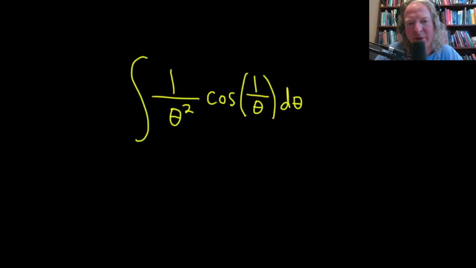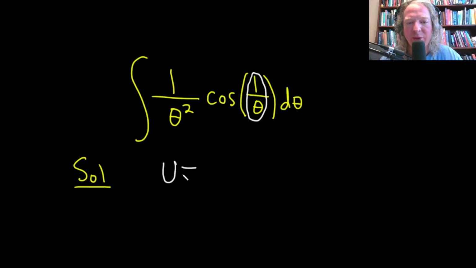In this example, we are going to integrate 1 over theta squared times the cosine of 1 over theta. Let's go ahead and work through this solution. So we're going to make a u substitution, and to do that, we're going to let u be the inside piece. So if you don't see the solution right away, it's okay. You can just try something and hope it works. So we're going to let u be equal to the inside piece, so the part inside the trig function. So we'll set u equal to 1 divided by theta.